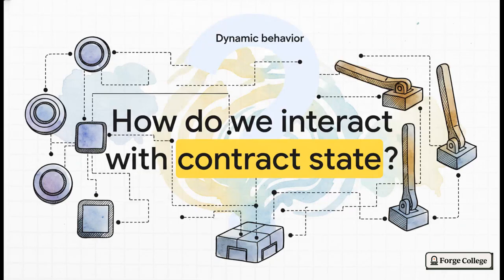Which leads us to the million-dollar question. How do we actually interact with our contract's state? Like, how do we build the buttons and pull the levers to make that stored state actually change? We need to figure out how to take that static, on-chain data and introduce some real dynamic behavior.